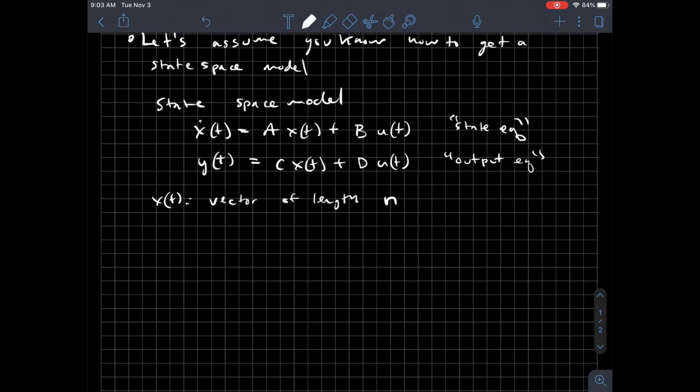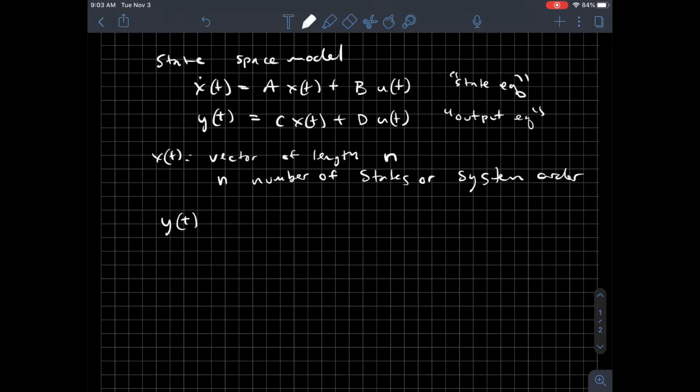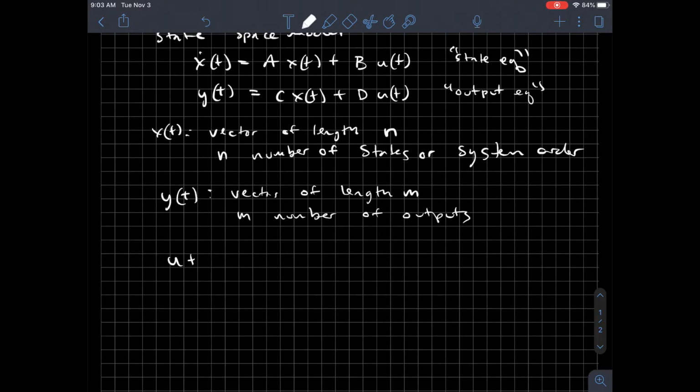x of t is a vector of length n, as in Nancy. n is the number of states, also called the system order. y of t is the output, and it is a vector of length m, and m is the number of sensors or outputs. u of t is a vector of length r, and r is the number of inputs.